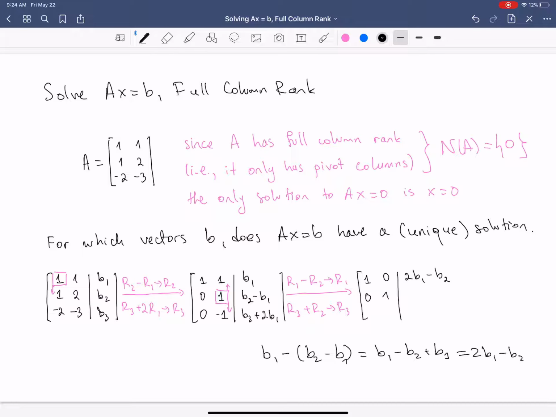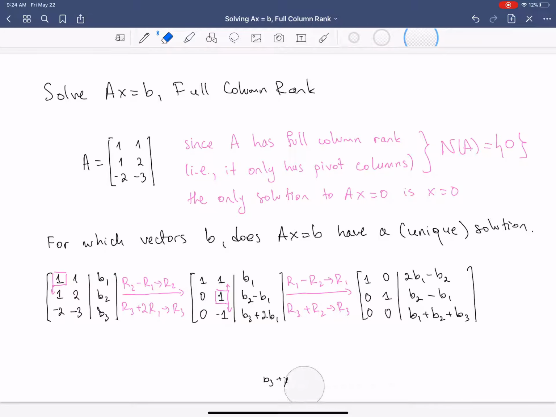The second row stays the same. That's B2 minus B1. And then the third row becomes 0, 0. I'll do the calculations on this side again. I have B3 plus 2B1 plus B2 minus B1. So the negative B1 and the 2B1 essentially partly cancel out, and we have B1 plus B2 plus B3. Now I'll remove the side calculations to make some room.